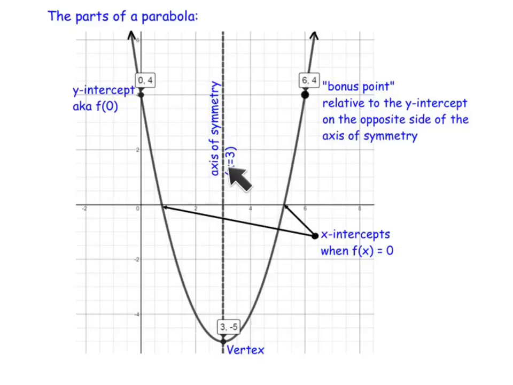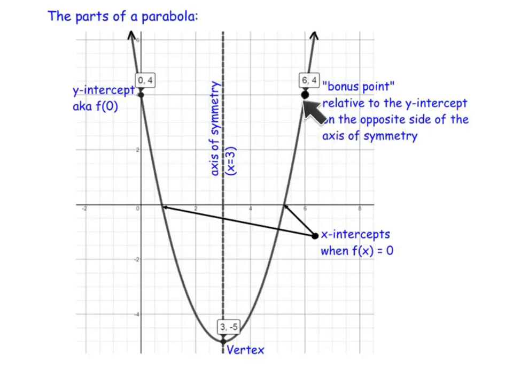The axis of symmetry is a vertical line, and vertical lines have x equals as their equation. So we wouldn't say the axis of symmetry is 3, we would say the axis of symmetry is the line x = 3. So be clear on that. We also have the y-intercept, which is the value of the function at 0. We have x-intercepts, which we'll talk about more later.